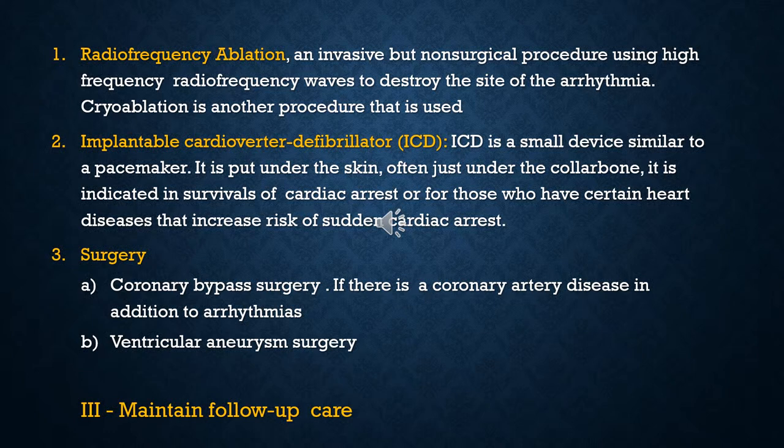Here we do what's called implantable cardioverter defibrillator, ICD. ICD is a small device similar to the pacemaker. It's put under the skin, often just at the collarbone. It's indicated in survivors of cardiac arrest or for those who have certain heart diseases that increase risk for sudden cardiac death, like long QT syndromes, like arrhythmogenic right ventricular dysplasia, the arrhythmogenic right ventricular cardiomyopathy as I mentioned before.